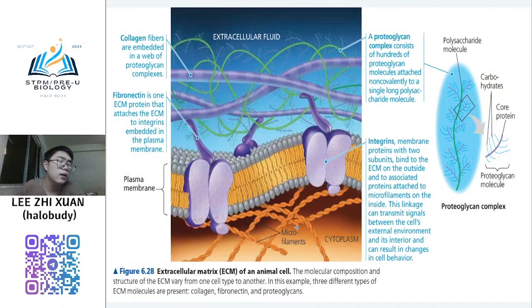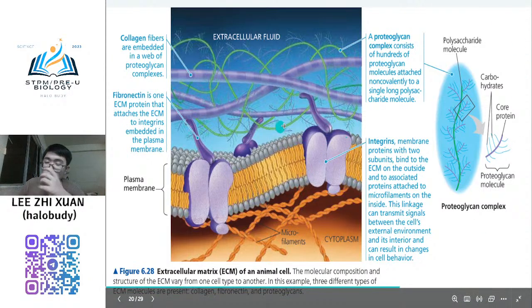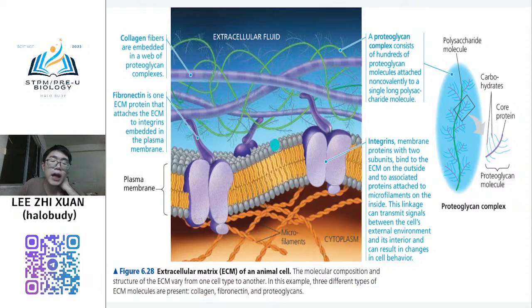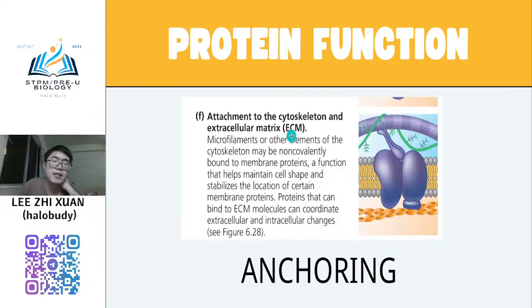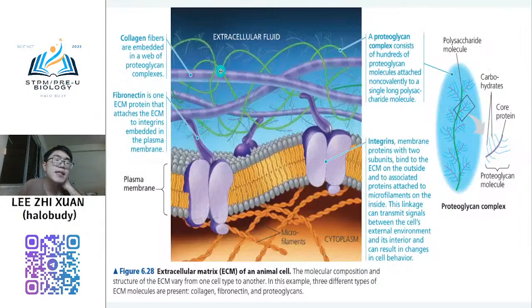So this is the full image. We know that it says the ECM, right? So what is the ECM? ECM normally consists of three components: proteoglycan, collagen, and also fibronectin. These are all the main components in the ECM.